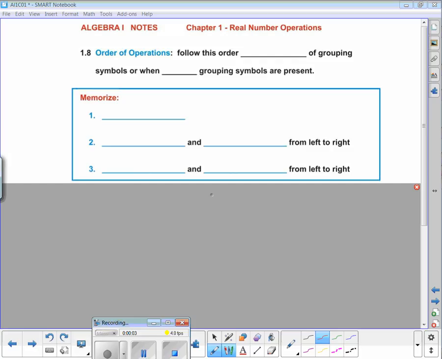All right, so last lesson is the order of operations. We all know the order of operations. Piece of cake, no sweat. Life is easy, life is grand. Follow this order inside of grouping symbols, or when no grouping symbols are present.